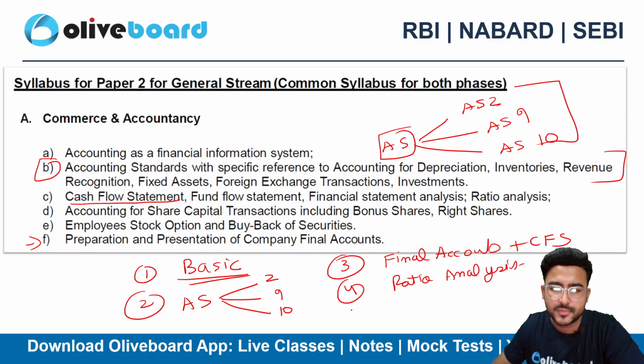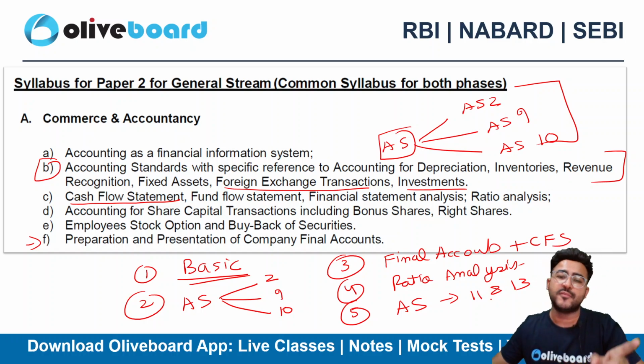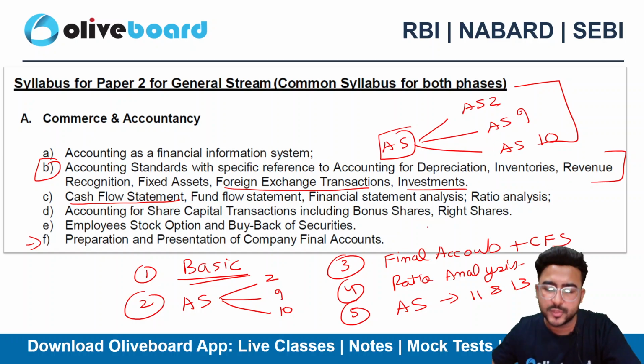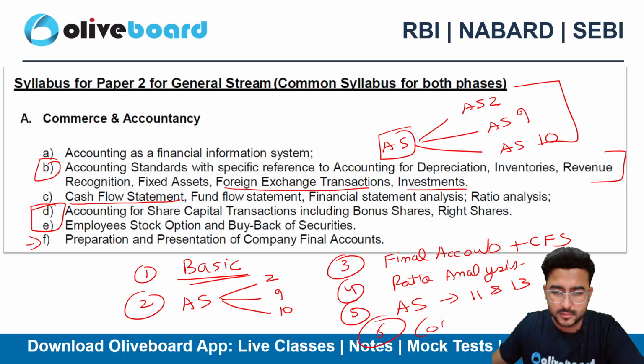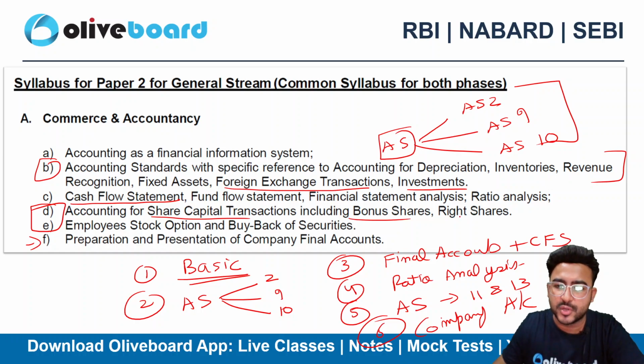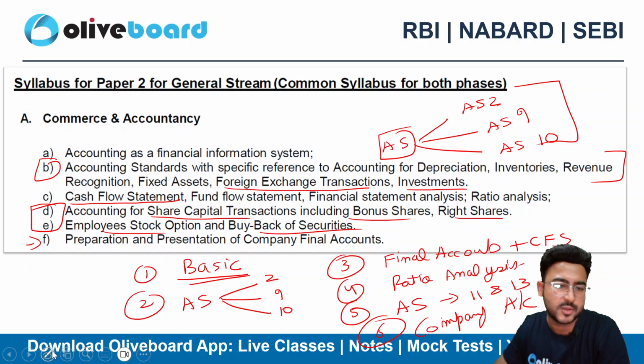Once you are done with that, you can now cover the rest of the accounting standards, like accounting standards related to your foreign exchange transactions and investment, AS11 and AS13. And do remember the name of the respective Ind AS as well related to these accounting standards. And then you can start preparing the company accounts part. I call it company accounts. So it's usually related to the share capital transaction of bonus shares, right shares, ESOPs and buybacks, right? So this will be the sequence.